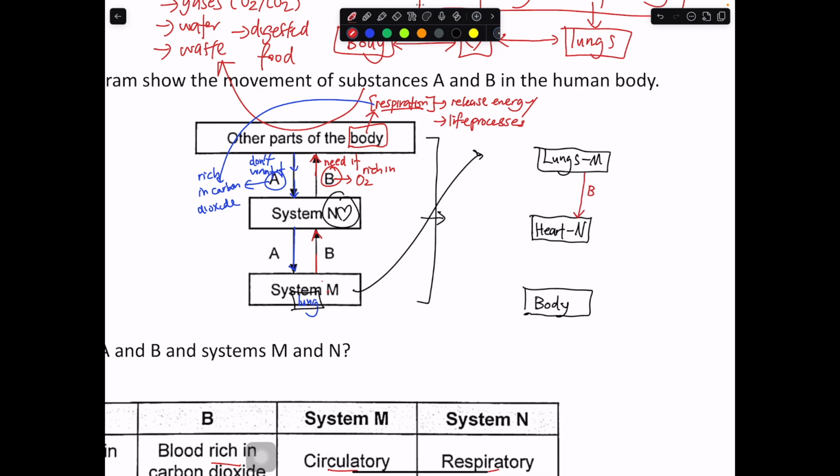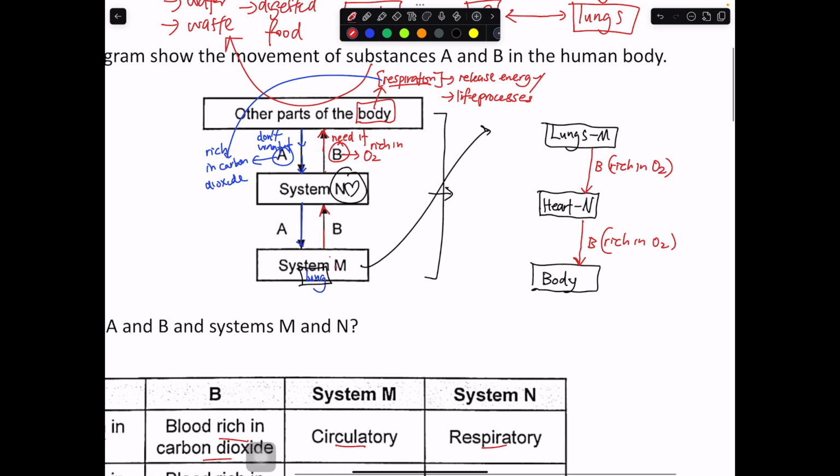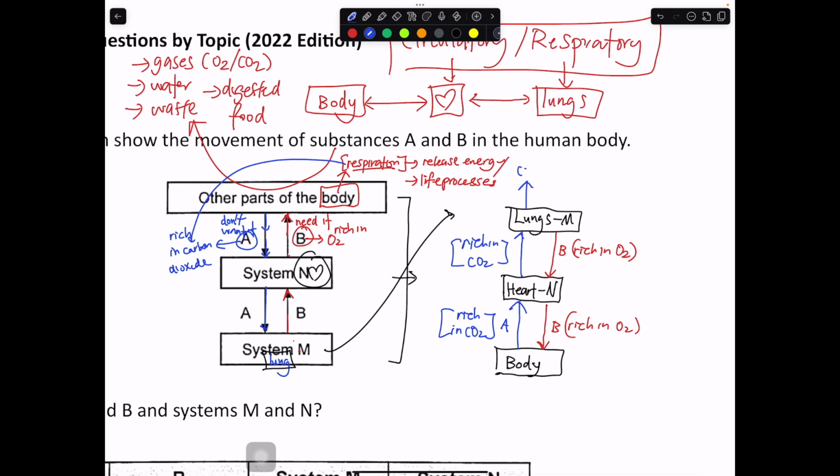This is B. B, as I said, is rich in oxygen, represented by the red arrow. Then it goes from the heart to the body. This is B as well, rich in oxygen. And after that, it will become your A, which is rich in carbon dioxide. Then the heart will send the carbon dioxide back to the lungs, and the lungs will need to remove the carbon dioxide. That's why it will get out of the lungs through the nose and the windpipe. Indirectly, there's also one missing arrow over here. This is actually your B, they will take in the oxygen. And this is actually your A. But these two sets of arrows are not in the diagram.